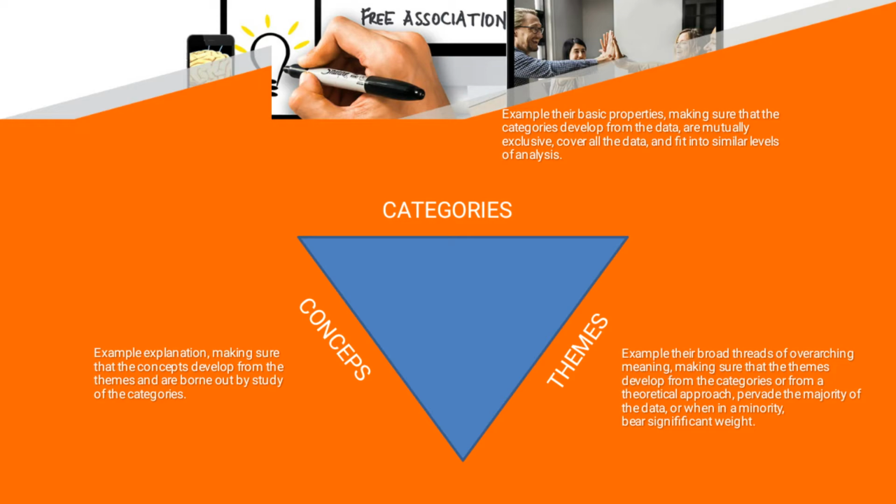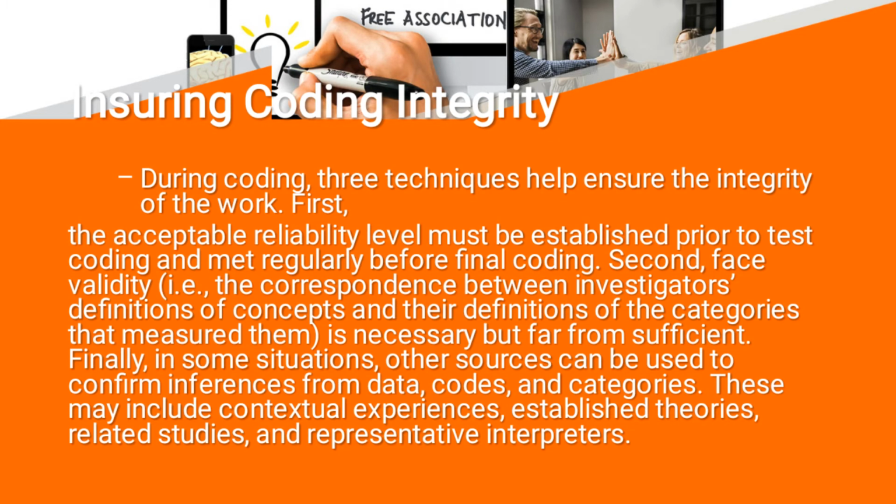2. Themes, for example their broad threads of overarching meaning, making sure that the themes develop from the categories or from a theoretical approach, pervade the majority of the data, or when in a minority, bear significant weight. 3. Concepts, for example explanations, making sure that the concepts develop from the themes and are borne out by study of the categories. Ensuring coding integrity.